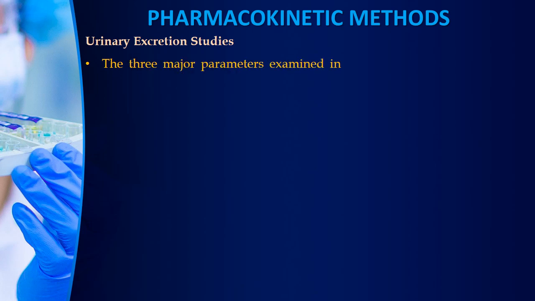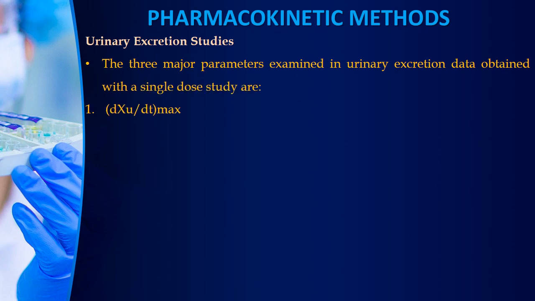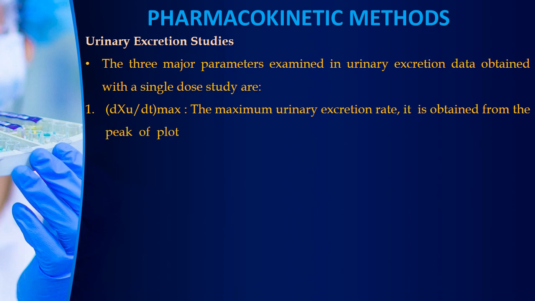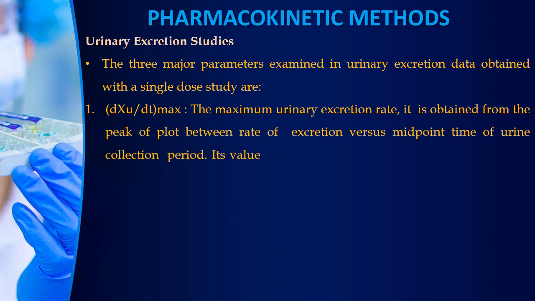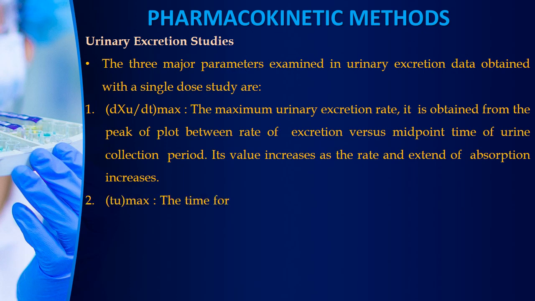There are three major parameters examined in urine excretion data obtained with single dose studies. The first is dXu/dt max, nothing but the maximum urine excretion rate, obtained from the peak of the plot between rate of excretion versus midpoint time of the urine collection period. Its value increases as the rate and extent of absorption increases.